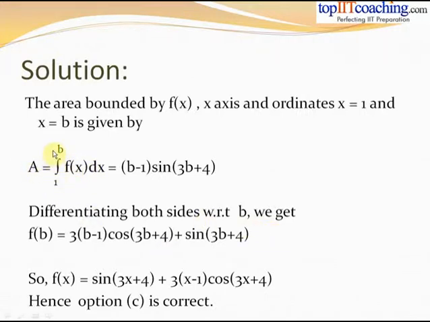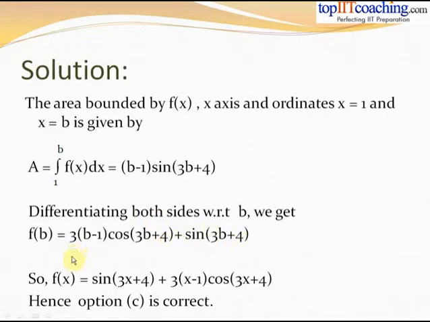Now we have also been given that this area is equal to (b − 1) sin(3b + 4). Now what we do is we differentiate both sides with respect to b. We use the Leibniz rule to calculate the differentiation of any integral. So f(b) would be equal to 3(b − 1)cos(3b + 4) + sin(3b + 4).